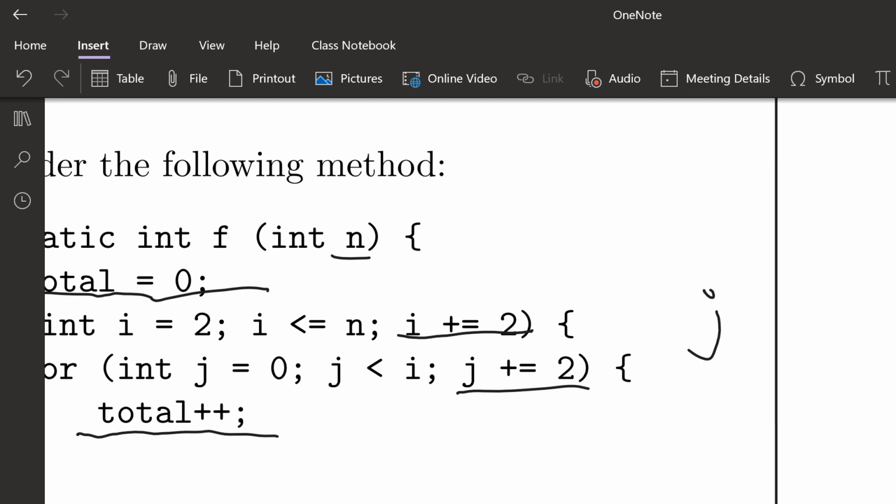Well, I guess it says right here, so long as j is less than i, right? So if j starts from 0 and j is incrementing by 2 every time, it's only going to run this inner part of the loop only once, right?